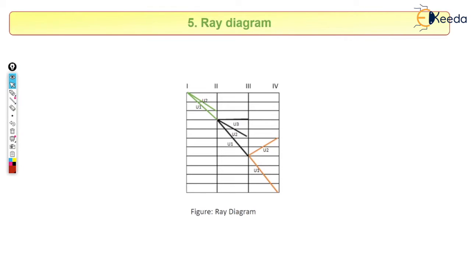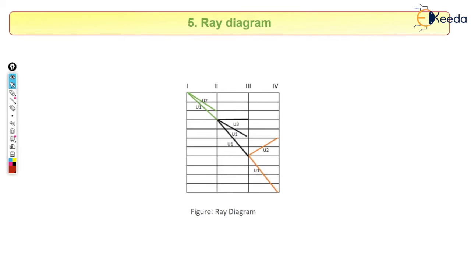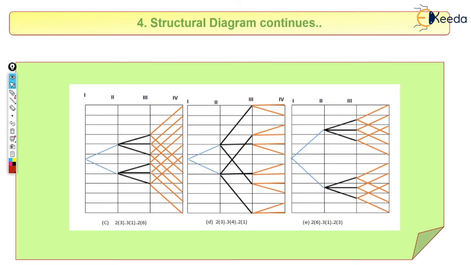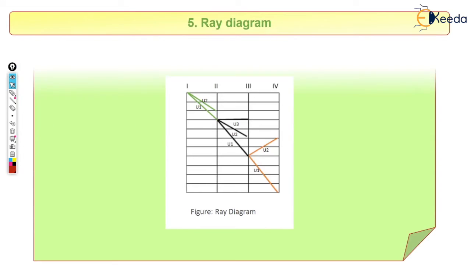Next is a ray diagram. Whatever we have drawn with the structural diagram, the ray diagram is exactly similar, but while drawing a ray diagram, we take only the lower or the minimum lines. In case of a structural diagram, we have all the lines, but in the ray diagram, we take minimum lines. Minimum lines means what? The lines which have minimum value. So that is the ray diagram.